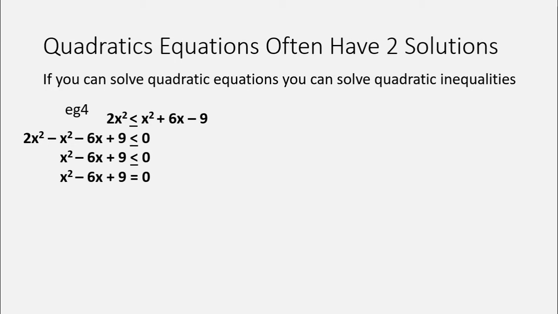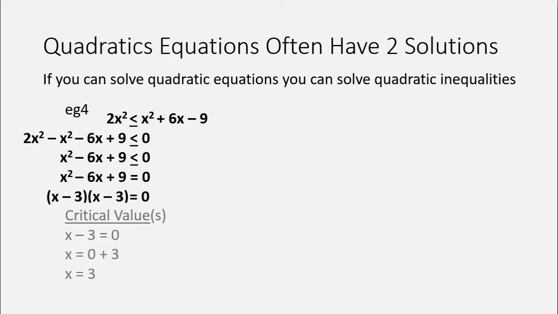I can think of two numbers which add to make negative 6 and multiply to make positive 9. Negative 3 and negative 3. Hey, it's a perfect square. So there's actually only one solution to this quadratic because both of these brackets will give the same critical value. Critical values, either x is equal to positive 3 or x is equal to positive 3 because both brackets are the same. So shall I sketch a positive parabola or a negative parabola with this one critical value?